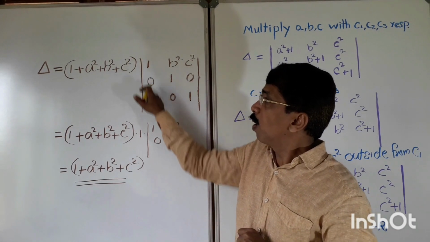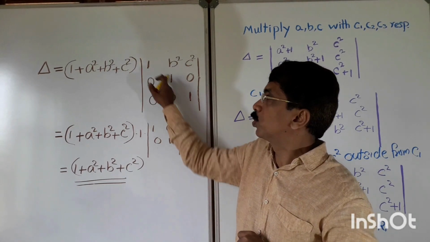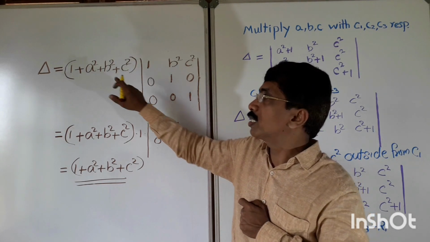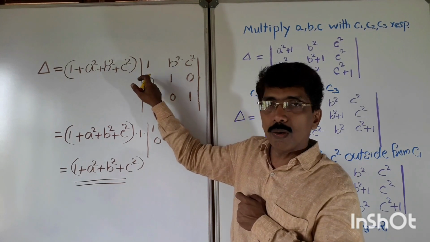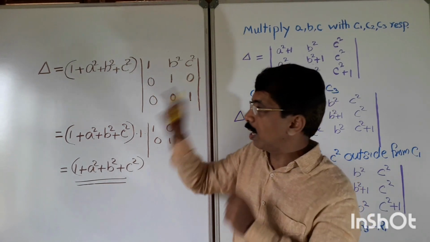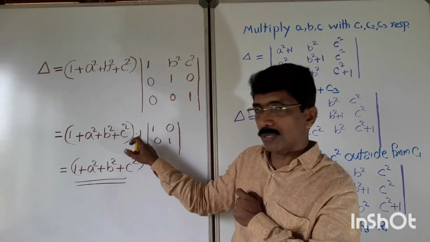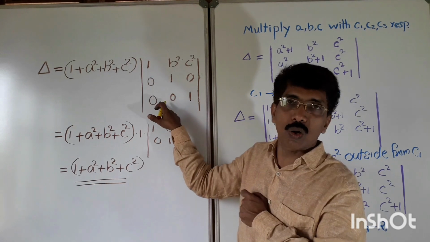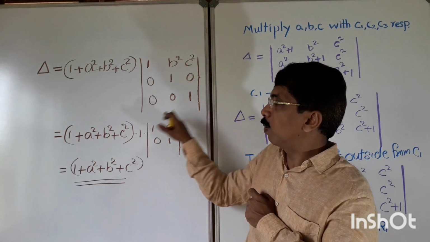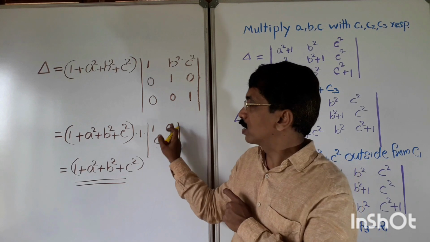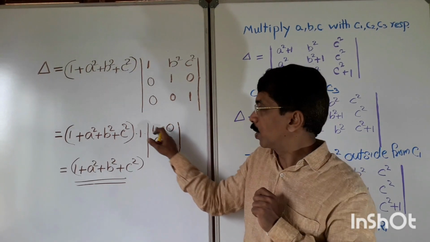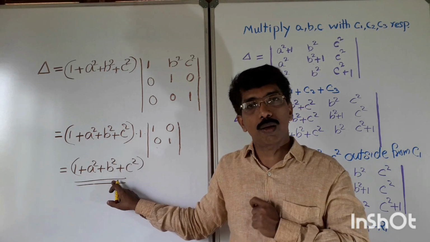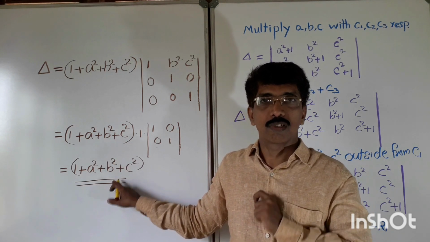So now in one column, that is C2, two terms are 0. So the problem becomes much easier. The determinant value we can easily find out by 1 into this minor. So it comes as 1 plus a square plus b square plus c square into 1 into this minor, because other terms are 0 in this column. 1 into this minor only, that is 1 0 0 1. The value of this identity matrix is 1 because 1 minus 0 comes 1. So 1 into this one equals 1 plus a square plus b square plus c square. Hence we proved.